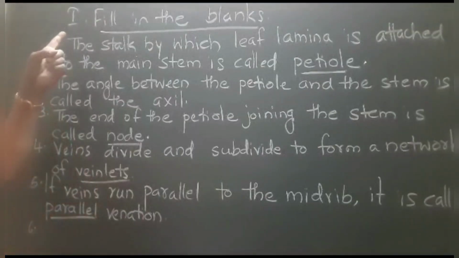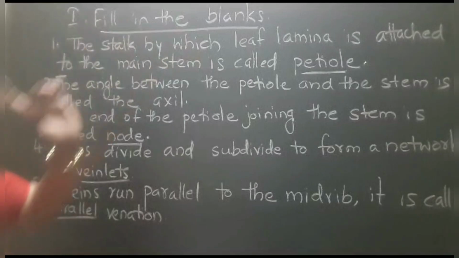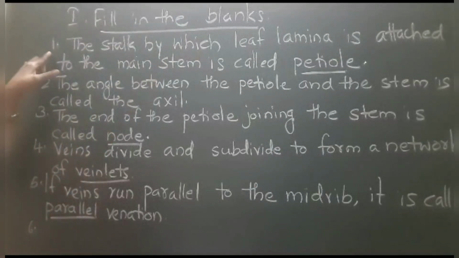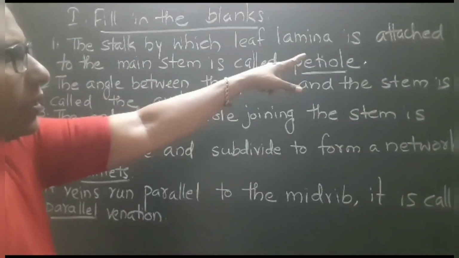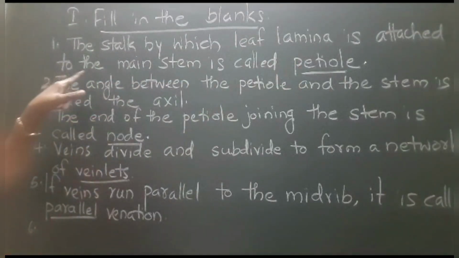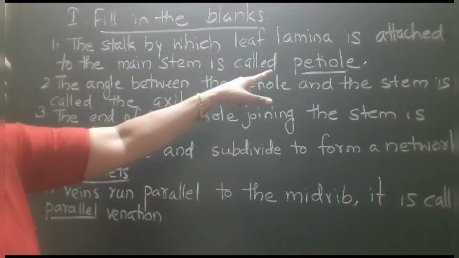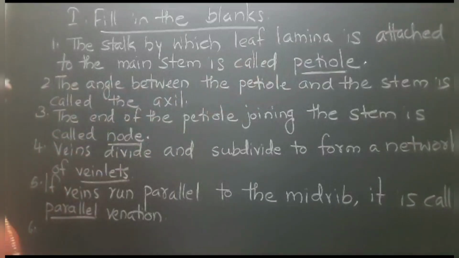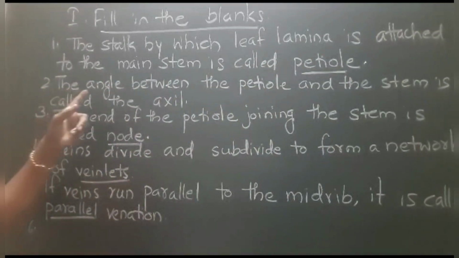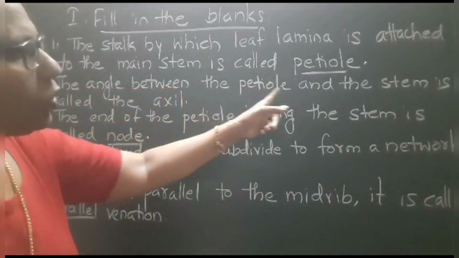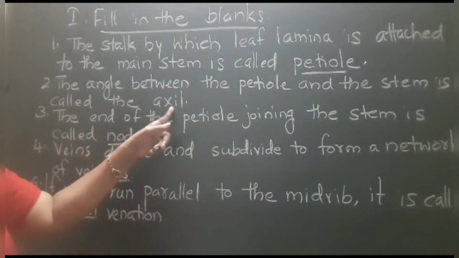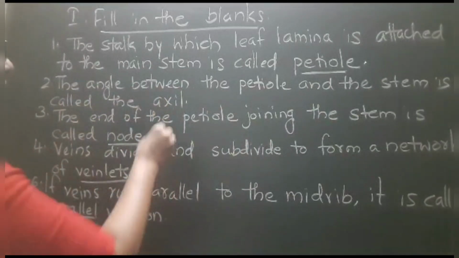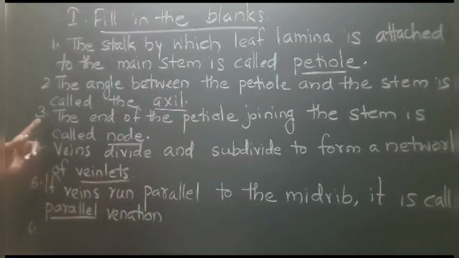Our first question is fill in the blanks. Number 1. The stalk by which leaf lamina is attached to the main stem is called petiole. The answer is petiole. Second one. The angle between the petiole and the stem is called the axil. Axil is the answer.